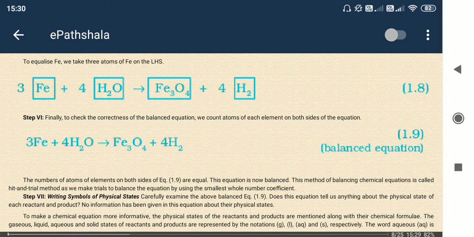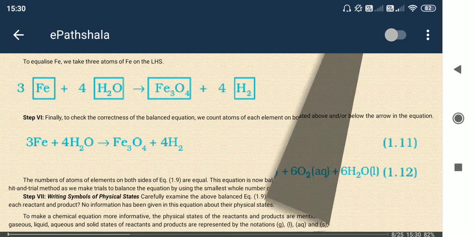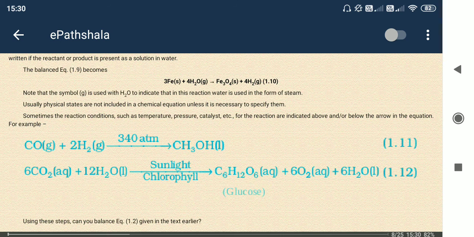So, writing symbols of physical state. Physical state means whether it is solid or liquid. If solid it is S, if liquid it is L, if aqueous, meaning dissolved in water, then it is AQ, and if it is gaseous, then G. So it is very easy. You can see here Fe is in solid form, so S is written in brackets, and water is in gaseous form, so G is written. Fe3O4 ferric oxide is written as solid S. Hydrogen is in gaseous form, so G is written. Likewise.